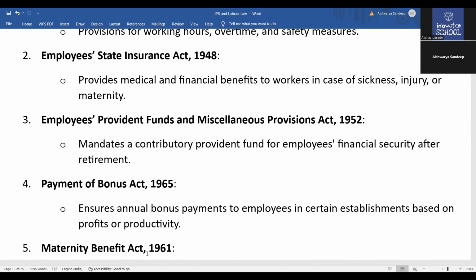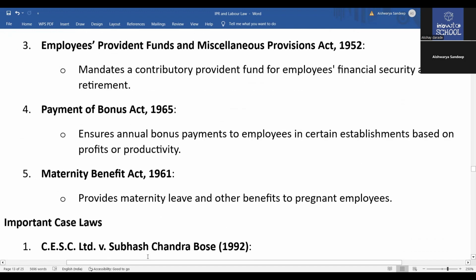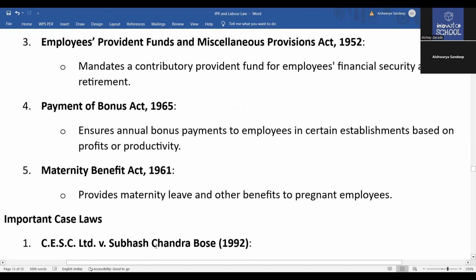Then comes your Payment of Bonus Act. It ensures that the employer pays bonus to all the employees in certain establishments based on the profit or productivity. Then comes your Maternity Benefit Act, which has again been amended. It talks about maternity leave and other benefits which are given to pregnant employees and new mothers.